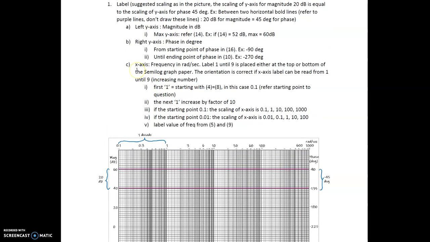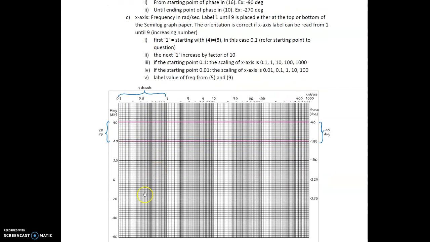Next one, I should label the x-axis, the frequency in radian per second. So I label 1 until 9. The label 1 until 9 is placed either at the top or at the bottom of the semi-log graph paper, based on the semi-log graph paper itself. The orientation is correct if the x-axis label can be read from 1 until 9, increasing number.